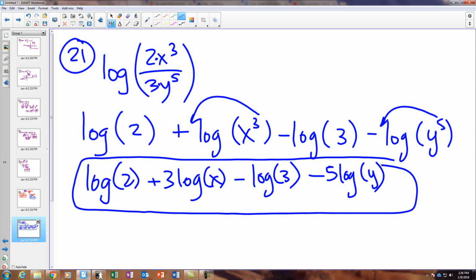Question 22 asks, could you take one like this and put it back together into a single logarithm? Okay. I'll just pull the page down a little bit.